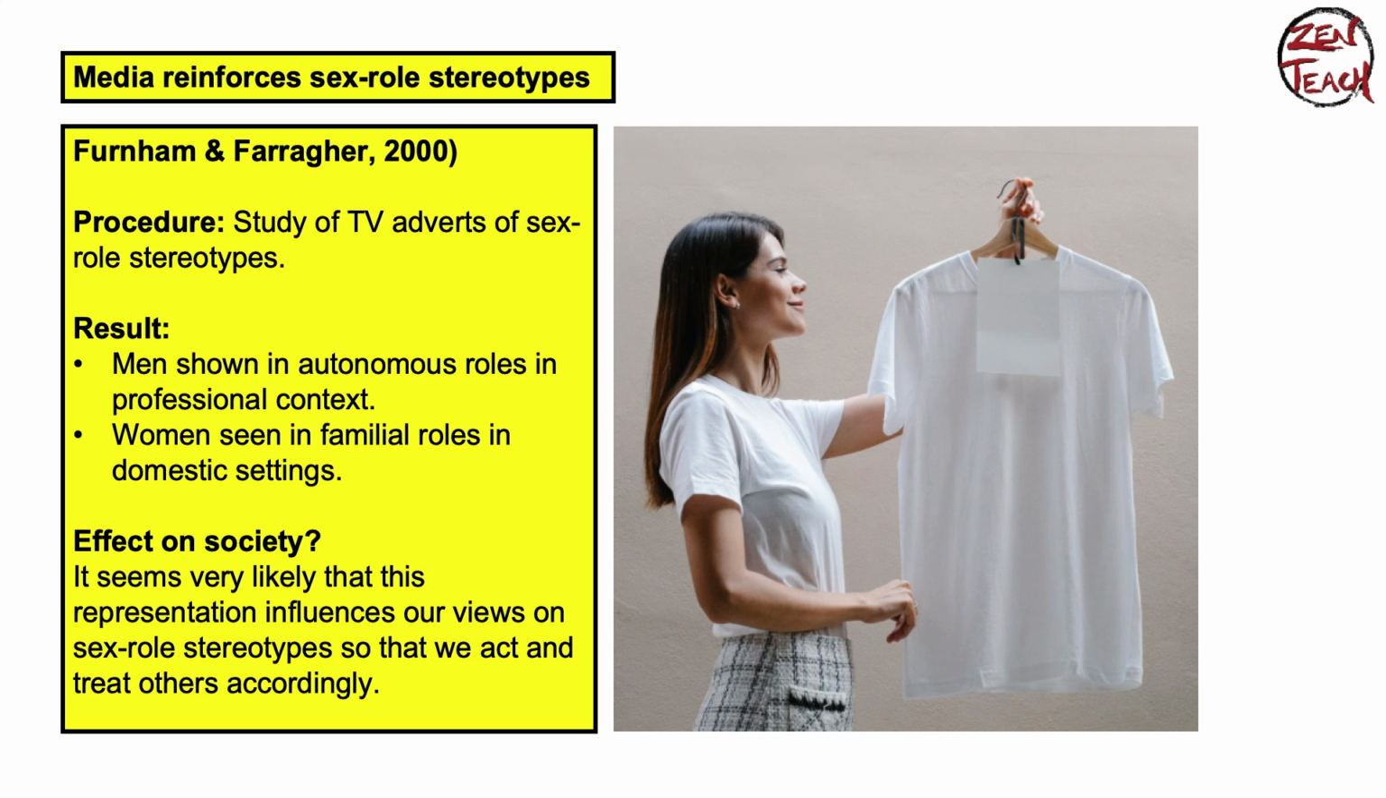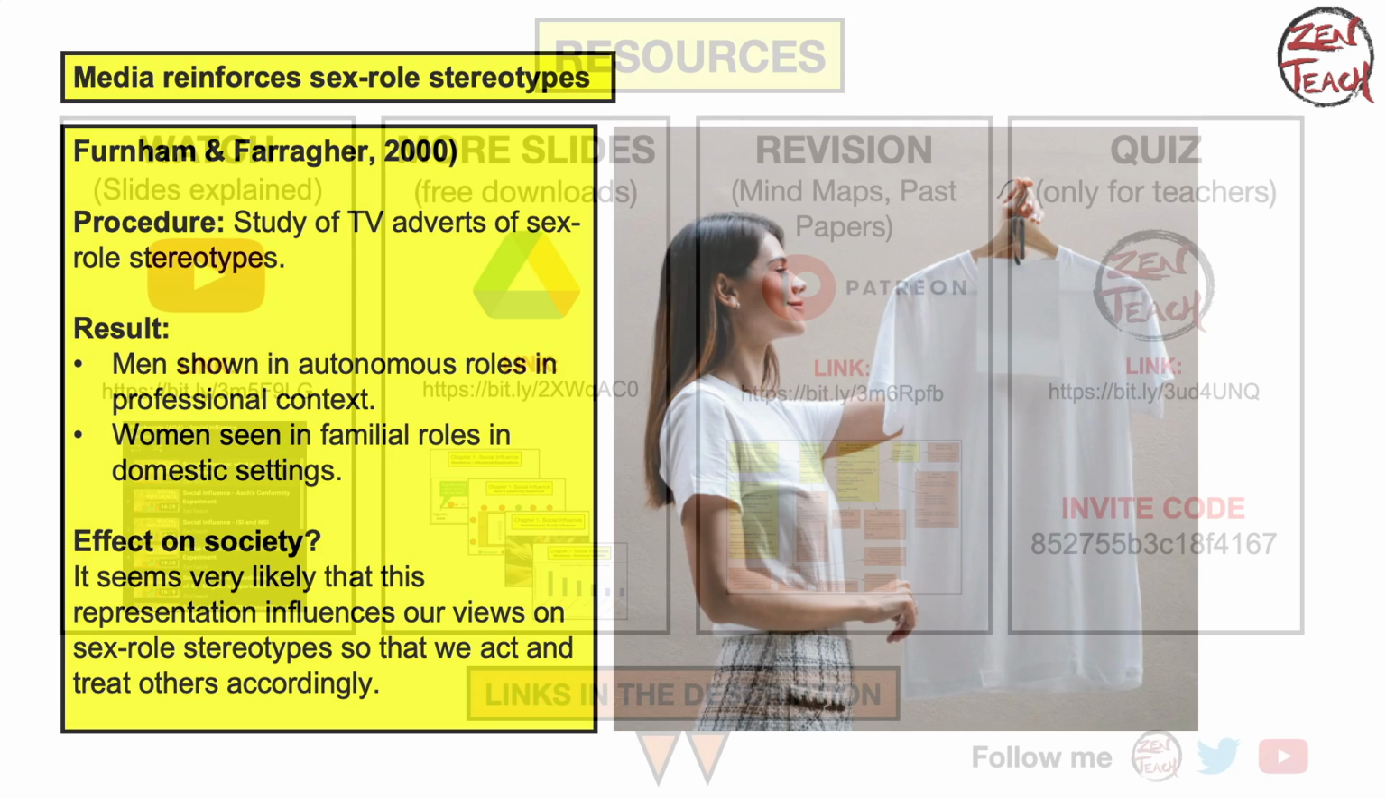And as you'll see in the rest of this topic, we are all part of the problem and the solution. For example, media plays a big part in these sex role stereotypes. A study by Furnham and Farragher, 2000, looked at TV adverts and the sexual stereotypes displayed, and they showed that men were shown to be in more autonomous roles in the professional context, while women were more seen in familial roles and in domestic settings, right? And so just from the ads, we are being fed a certain stereotype that is particular for each sex, and therefore that's our normal, right? And we will then integrate that into who we are, because we will try to aspire towards what we see around us, like on TV.